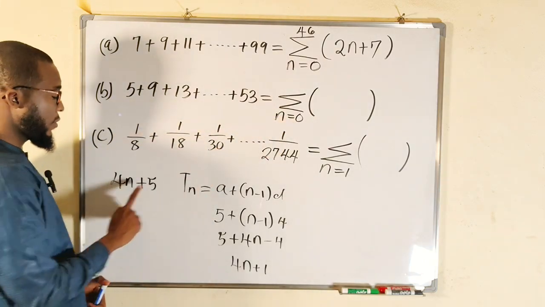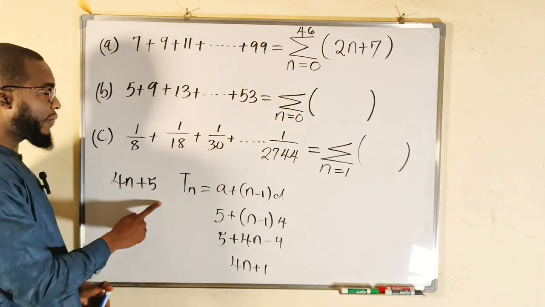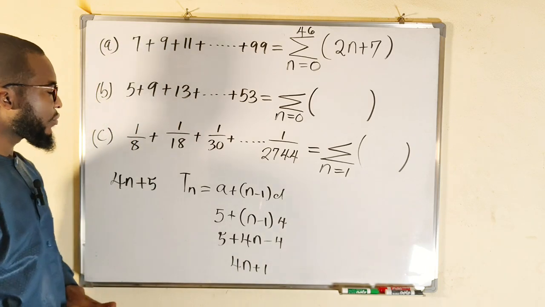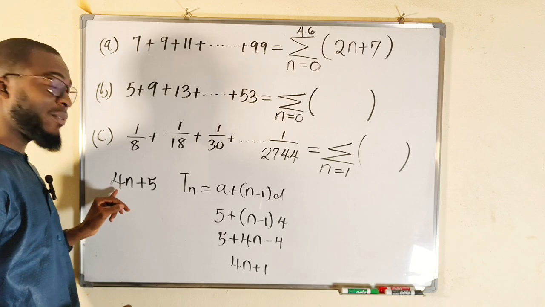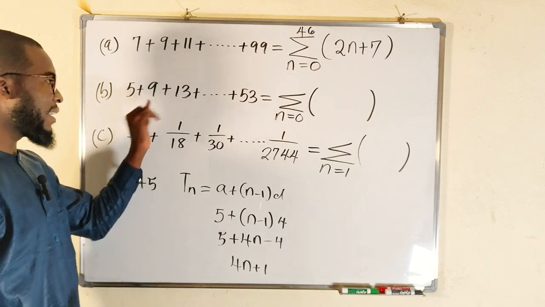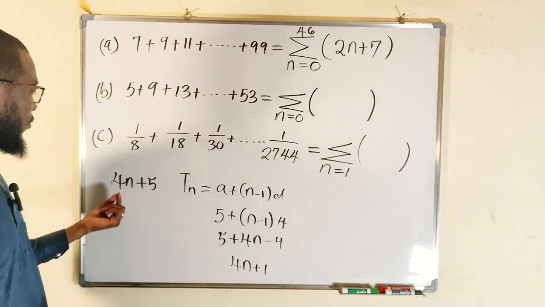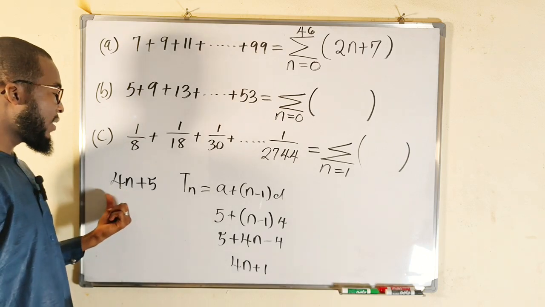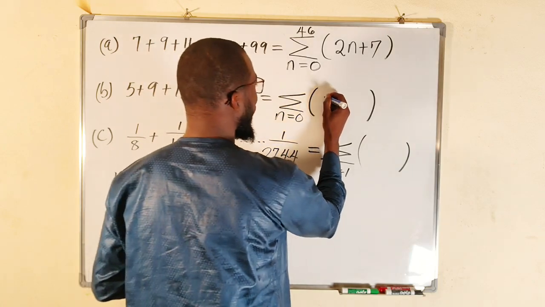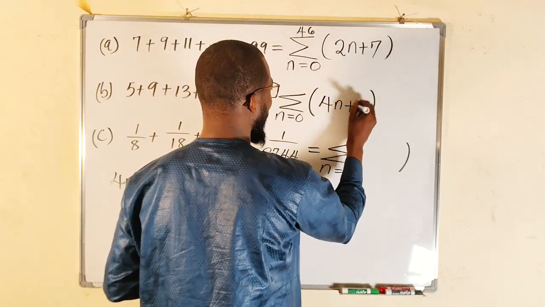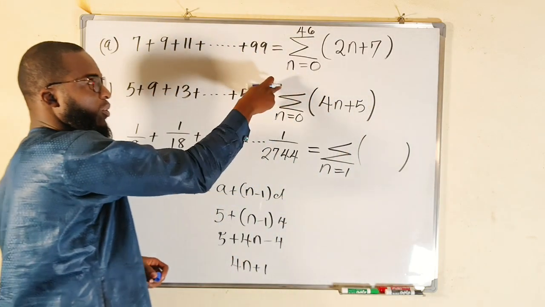If n is 0, we have the whole of this to be 0 plus 5 will give us 5. Then when n is 1, we have 1 times 4 is 4 plus 5 is 9, definitely. When n is 2, 4 times 2 is 8 and 8 plus 5 is 13. So this works. We have 4n plus 5. But what will be the last number?